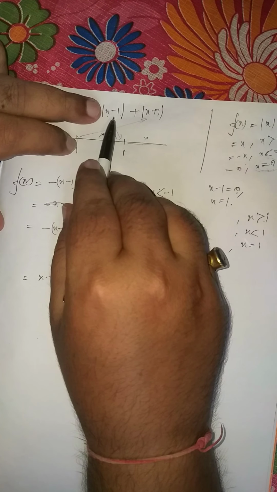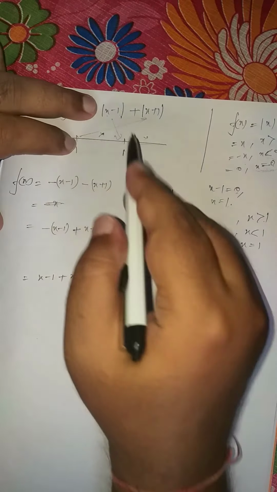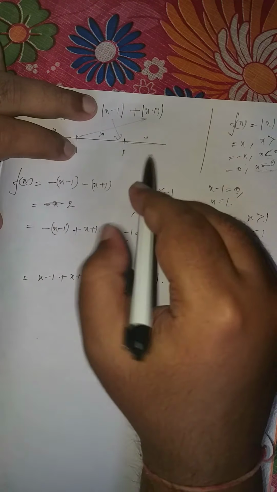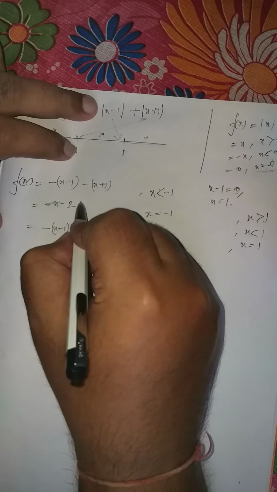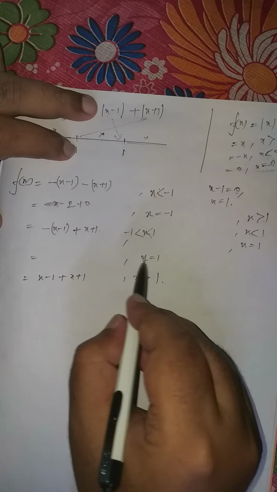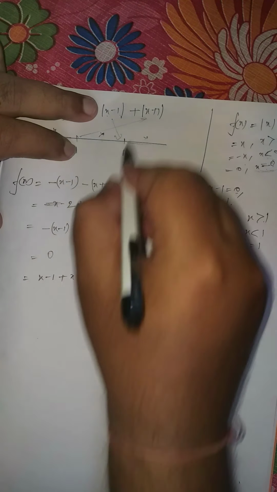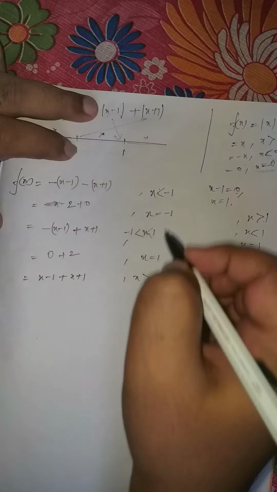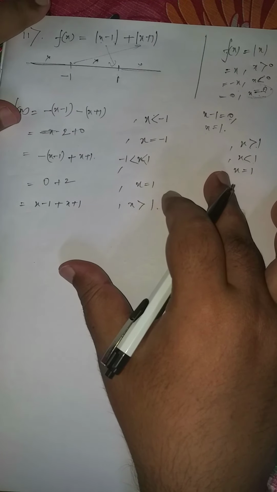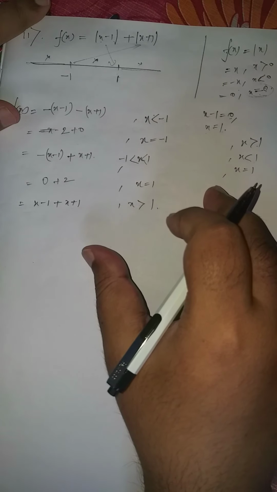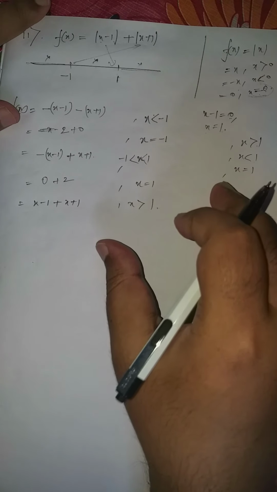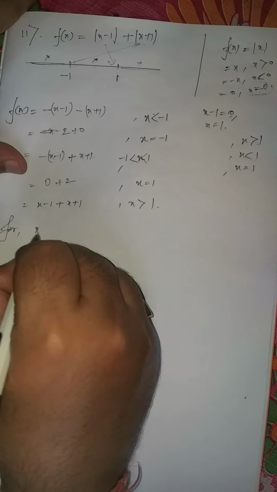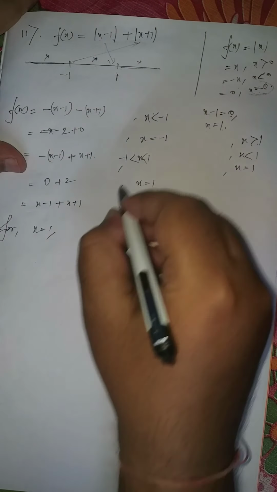Minus 1 is what? Minus 2. Mod of minus 2 is what? 2. Minus 1, 0 plus 0. And for x equals to 1, 0. And here also 1 plus 1 is 2. So 2. But in the question, you have to examine for x equals to 1 whether the function is continuous or not. So for x equals to 1, how can you define?